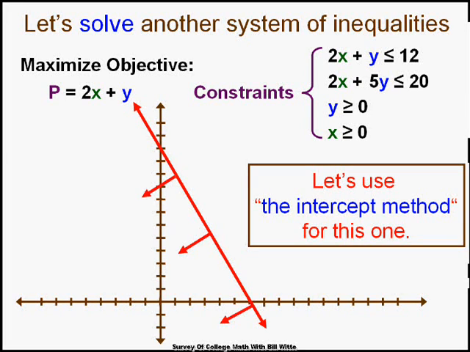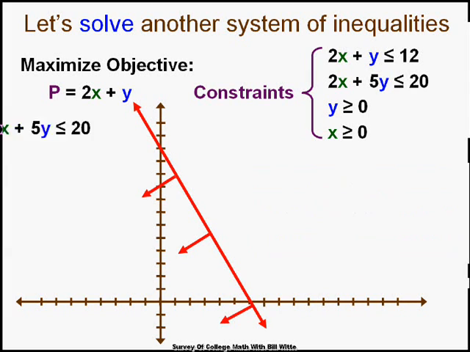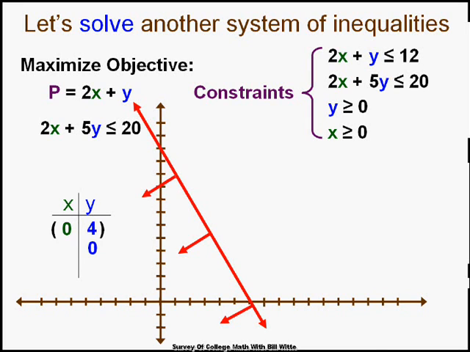It wouldn't be impossible, but you'd get a fraction. So I'm going to stay away from that and use the intercept method. Remember, the intercept method is to put a 0 in for x and figure out what y is. That'll give me the y-intercept. And put a 0 in for y and figure out what x is, and that'll give me the x-intercept. Good old 0. So easy to work with.